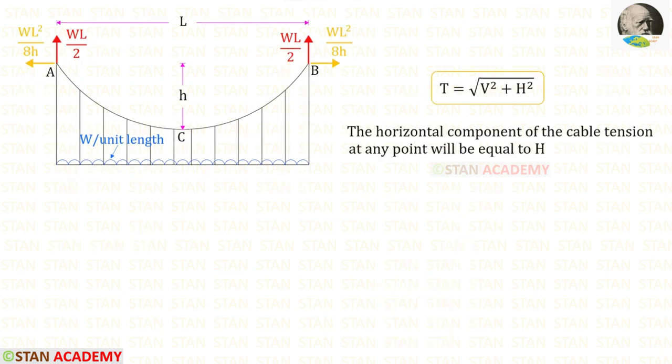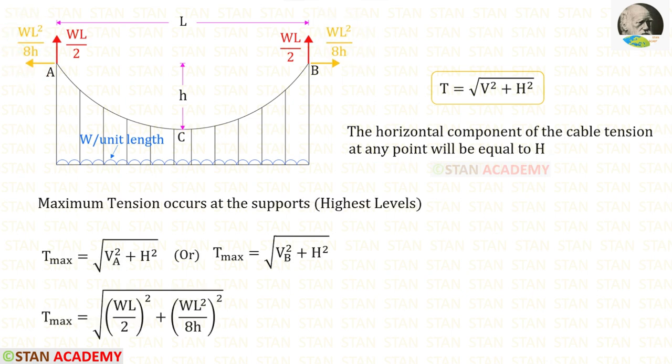Now let us see how to find the tension in the cable. The formula to find the tension is root of vertical component square plus horizontal component square. The vertical component V will change along the cable, but the horizontal component H will never change. It will be the same at any point of the cable and it will be equal to the horizontal thrust, which is WL square upon 8h. The maximum tension will occur at the supports because they are at the higher level of the cable.